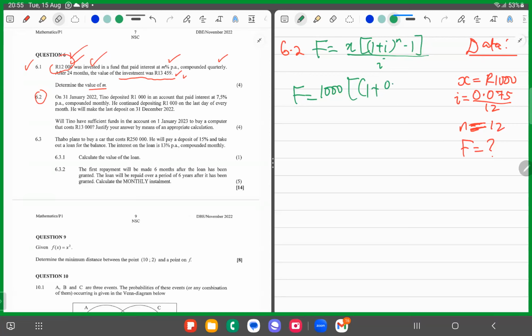So it is 0.075 divided by 12, raised to the power 12, minus 1, all divided by I, which is 0.075 divided by 12. It's compounded monthly. So we divide it by 100 and then by 12.